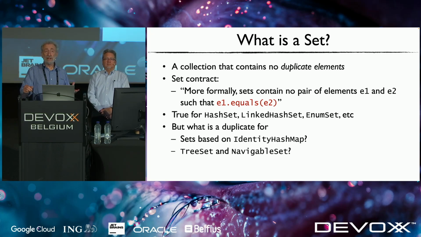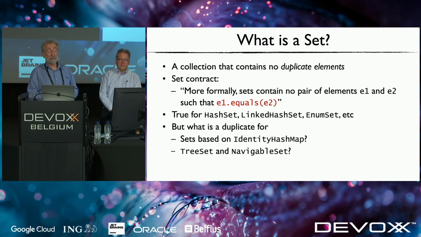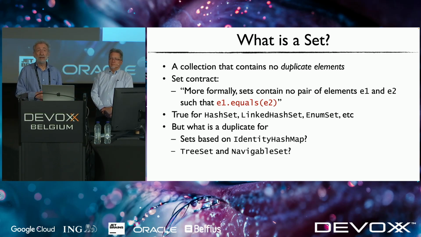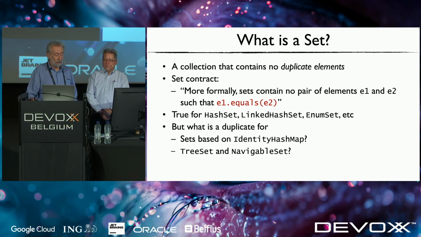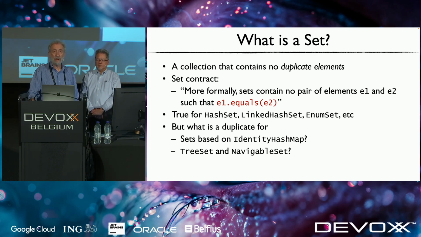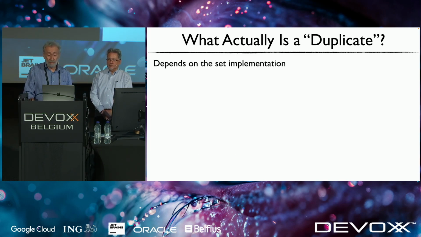And TreeSet and NavigableSet, these implementations of the SortedSet interface, use a comparison method for deciding when two things are equal. And so you saw in the little demonstration that if you added an uppercase A and a lowercase a to something that was sorted on case-insensitive string comparison, they're the same. So what's in red there doesn't look like the right thing for certain kinds of sets. What actually is a duplicate is not defined by the contract for Set. It depends on the set implementation.